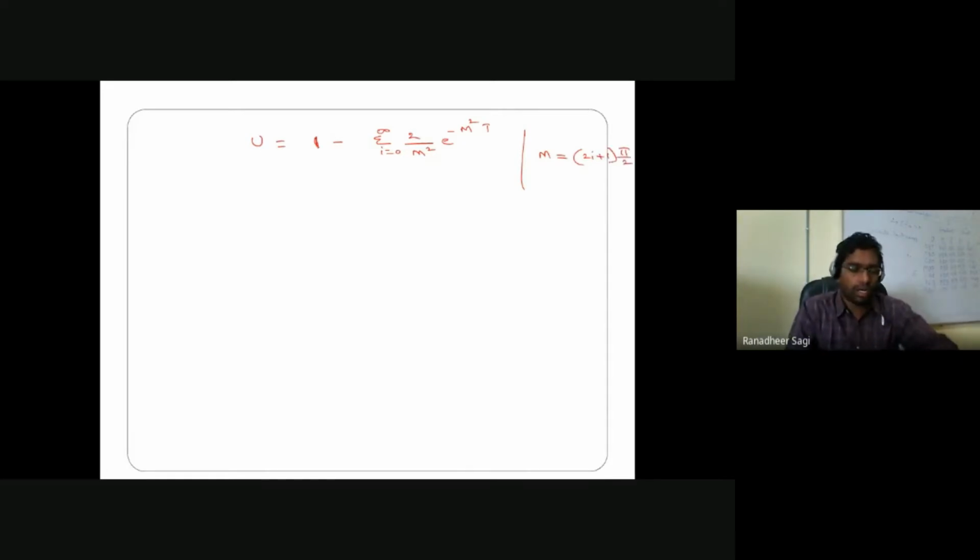Which we will be getting as 1 minus summation i going from 0 to infinity of 2 by M square, minus e to the power of minus M square into T. This is what we are going to get after integration. We know that capital M stands for (2i plus 1) into pi by 2. This is what we had already represented earlier also.